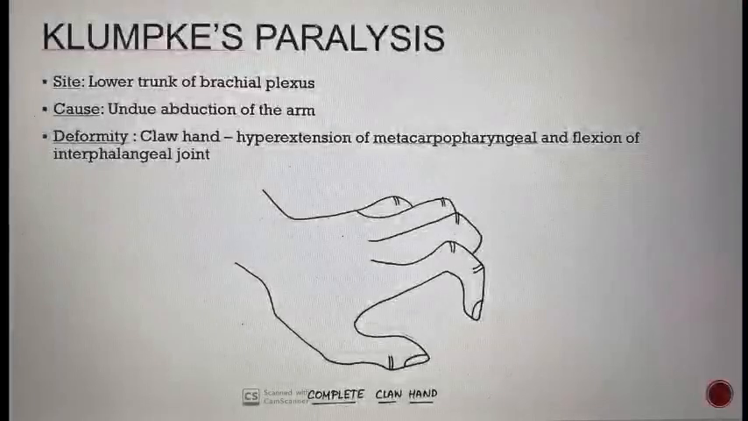Klumpke's paralysis. Klumpke's paralysis occurs due to an injury in the brachial plexus in the lower trunk. It is caused by the undue abduction of the arm, and the deformity is claw hand, hyperextension of the metacarpophalangeal joints, and flexion of the interphalangeal joints.